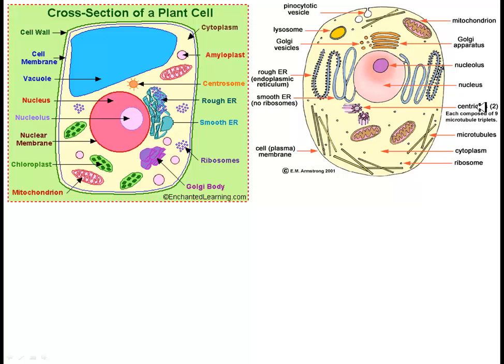We have cytoplasm or cytosol. Animal cells have centrioles. We have a nucleus, we have nucleolus to do all that, we have a Golgi apparatus, we have mitochondria for power. So looking at the two cells, you can see there's a lot of similarities.